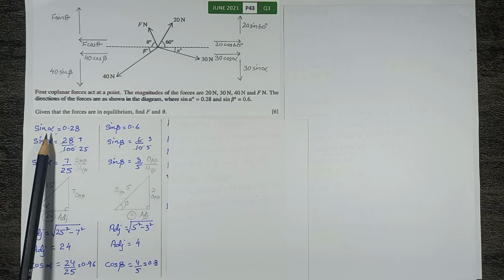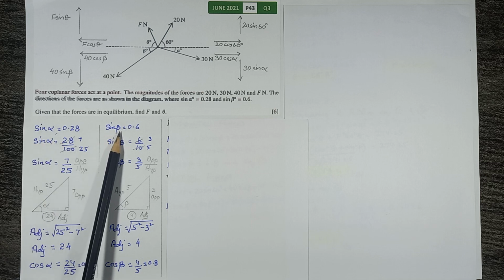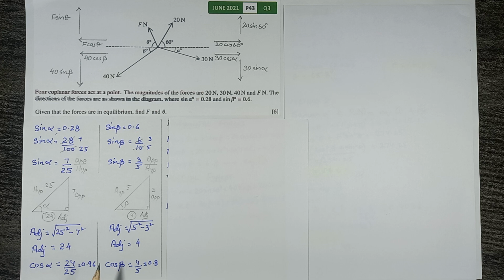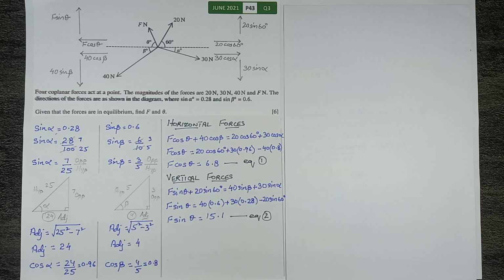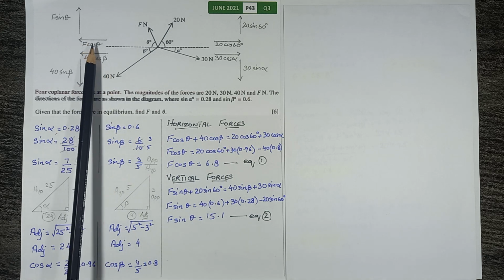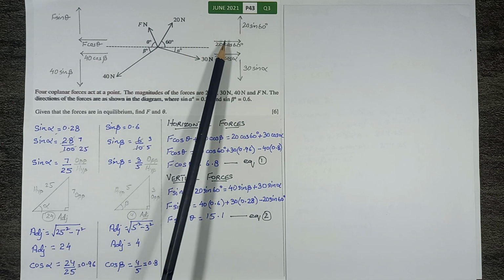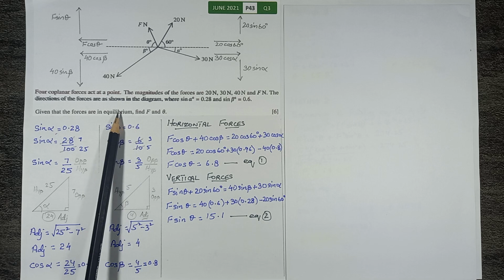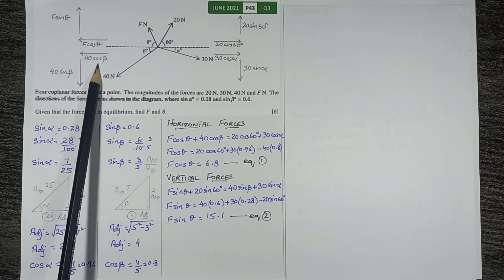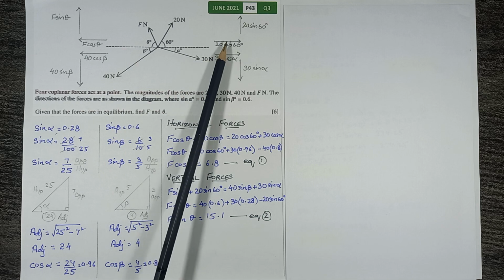That means from sine alpha and sine beta, we have found cos alpha and cos beta. Now we have all the values, and now we can use the condition of equilibrium and work out the horizontal forces as well as the vertical forces. If we just look at the horizontal forces and look at the diagram, we can see that we have two horizontal forces pointing to the left and two horizontal forces pointing to the right, because the condition is equilibrium. So the sum of these two would be equal to the sum of these two.